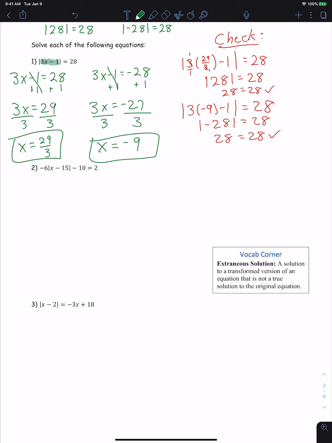And I also want to show you guys how to check that on your calculator, because it can save some time checking on your calculator.